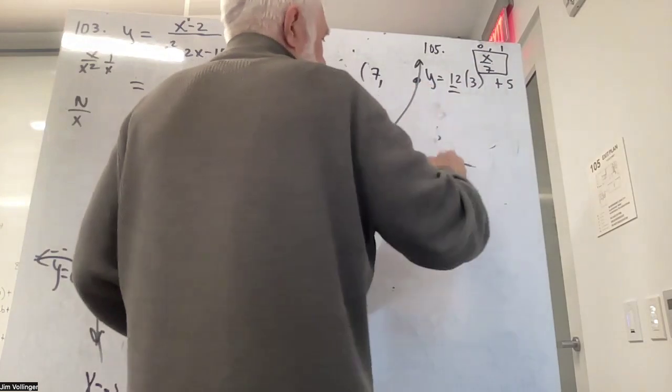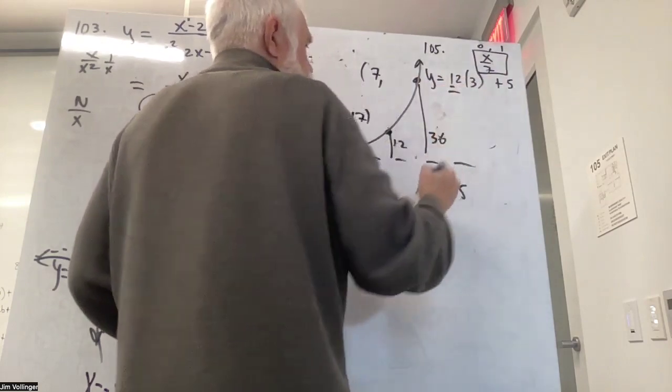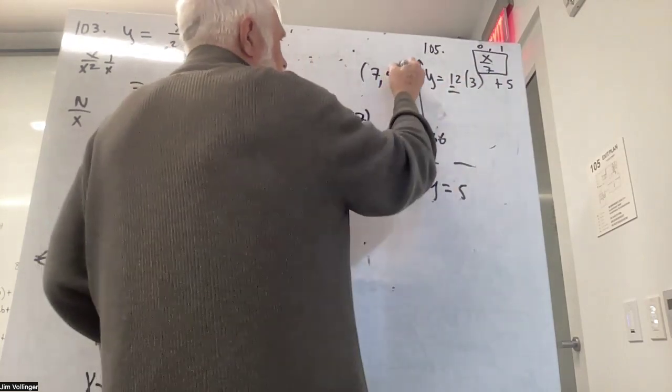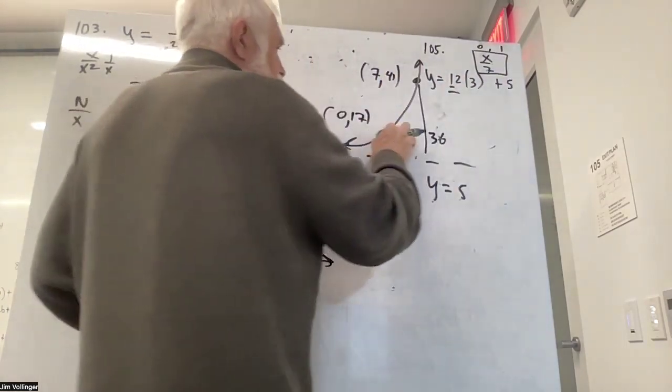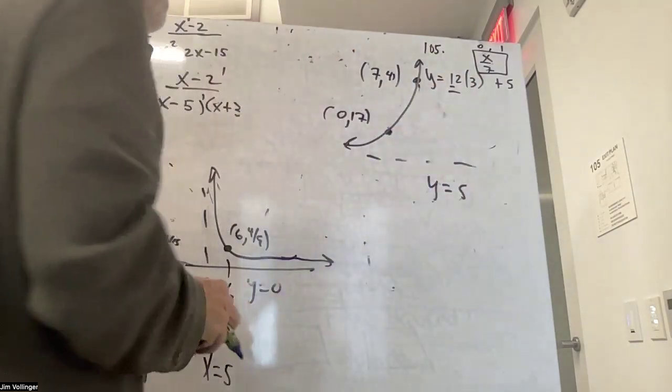So I'll put a 7 in, and if I do, I get 3 to the 1, 3 times 12, 36. There's your training wheels, plus 5, 41. A lot of you can do that very quickly now, which is nice to see. So that's that graph. I think I'm done.